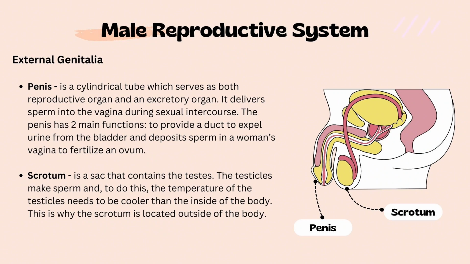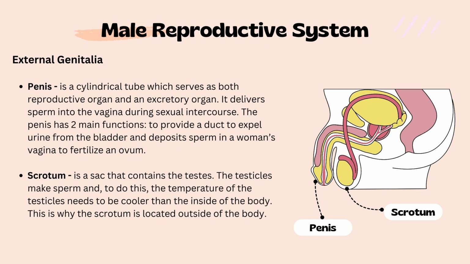The testicles make sperm, and to do this, the temperature of the testicles needs to be cooler than the inside of the body. This is why the scrotum is located outside of the body. Also, the scrotum is a sac of skin that hangs from the body at the front of the pelvis, between the legs. It sits next to the upper thighs, just below the penis. The scrotum contains the testicles.